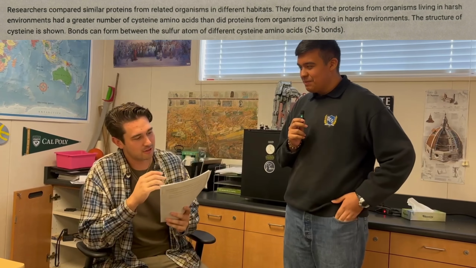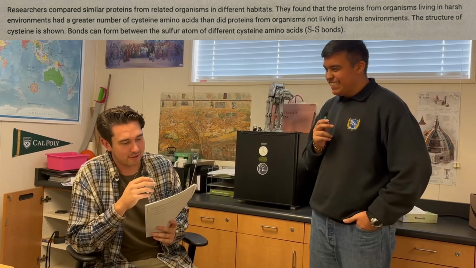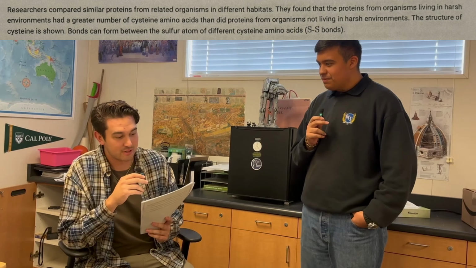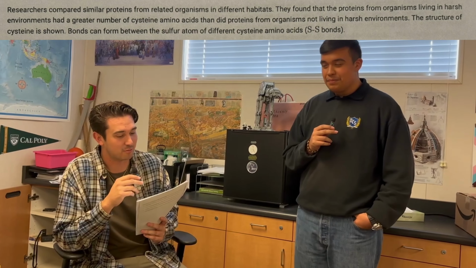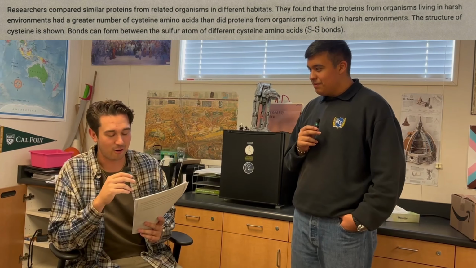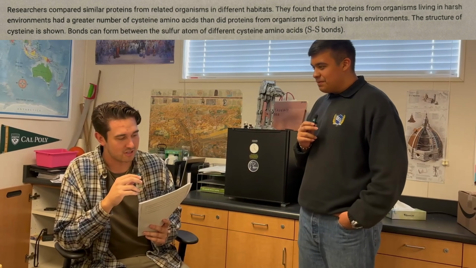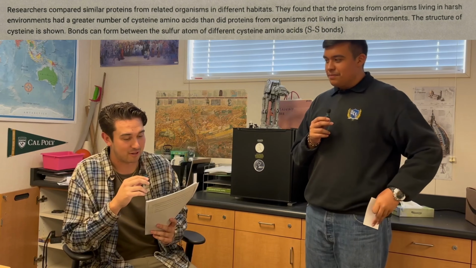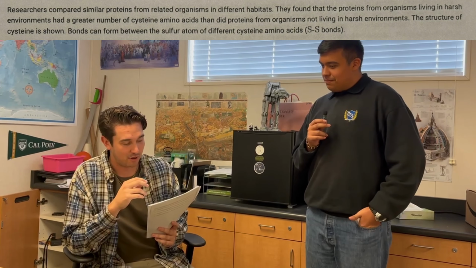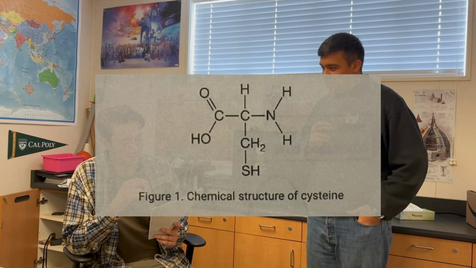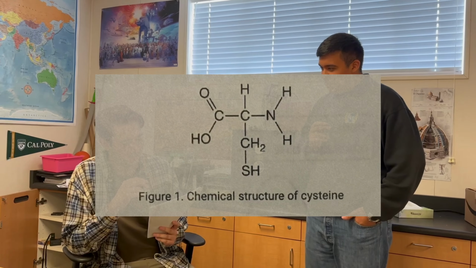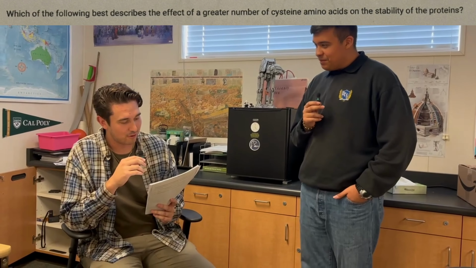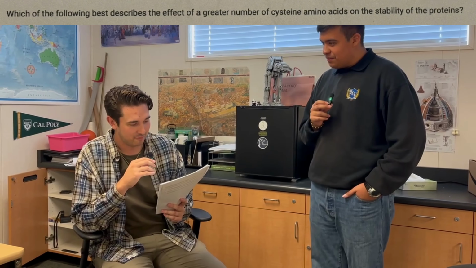Oh my gosh. Okay, researchers compared similar proteins from related organisms in different habitats. They found the proteins from organisms living in harsh environments had greater numbers of cysteine amino acids than did proteins from organisms not living in harsh environments. The structure of cysteine is shown. Bonds can form between the sulfur atoms of different cysteine amino acids, otherwise known as S-S bonds. Okay, and then I see the chemical structure of cysteine here. Which of the following best describes the effect of a greater number of cysteine amino acids on the stability of proteins?